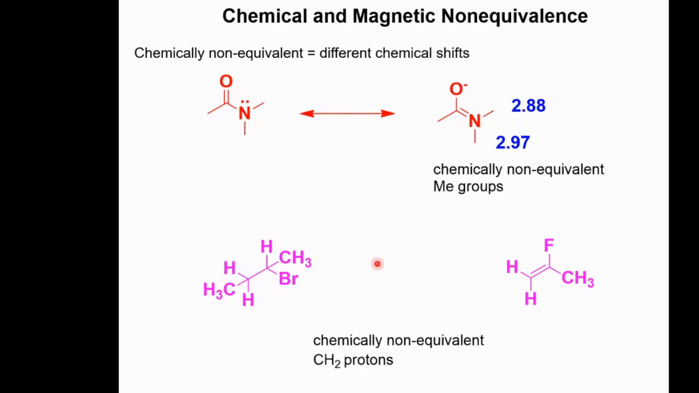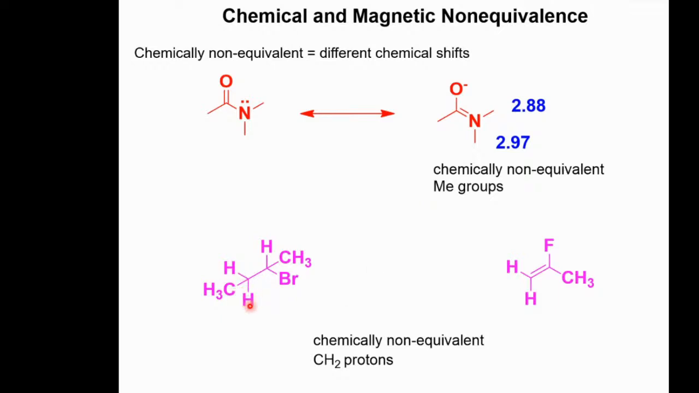Now, we should also explain what is meant by chemical and magnetic non-equivalence. Chemical has nothing to do with chemical properties, but with chemical shift. If you take this N,N-dimethylacetamide, the two N-methyl groups have different chemical shifts, one 2.88, the other 2.97. That's because the N-C bond has partial double bond character because of resonance. The methyl group on the side of the oxygen experiences a shielding effect because of the greater electron density, whereas the other methyl group experiences a relative deshielding effect. So these two methyl groups can be called chemically non-equivalent because they have different chemical shifts.